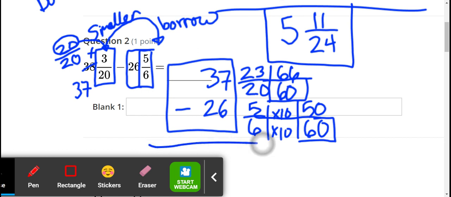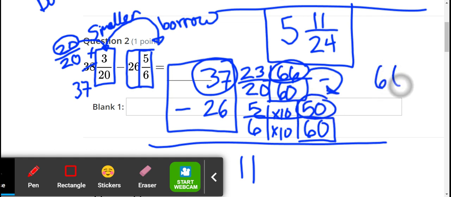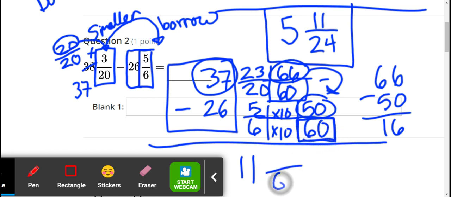And now we can go ahead and subtract the whole numbers. So 37 minus 26 is going to give us 11 for the whole number. And we can subtract our numerators. 66 minus 50 will give us 16. The denominator is 60, and then we have 16 on top.